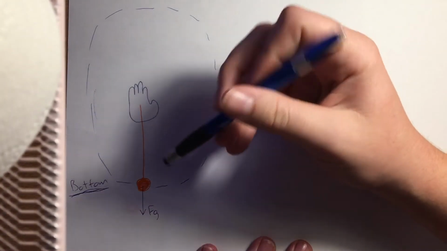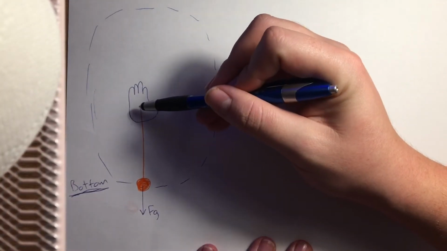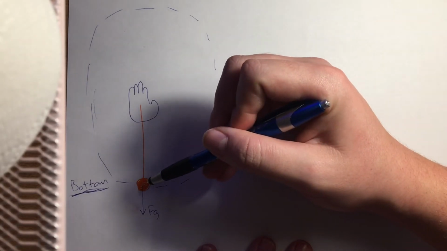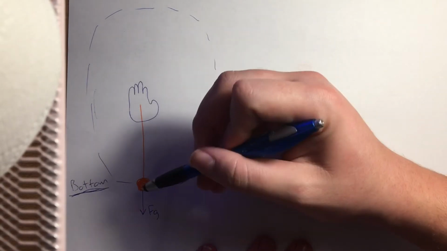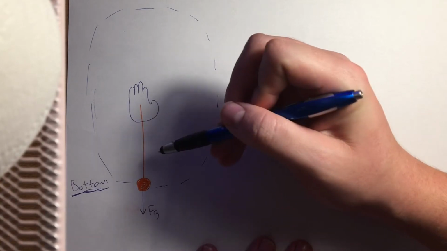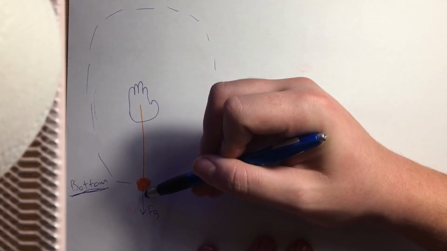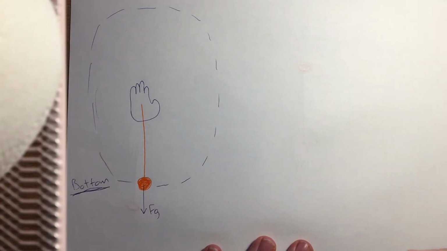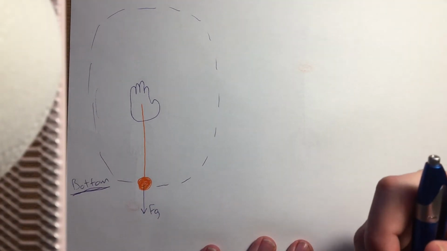So if my acceleration is towards the center of this circle, how big should my force tension be? If I want the net force to go towards the center of the circle, should tension be smaller than gravity? Should it be the same size as gravity? Or should it be bigger than force gravity?